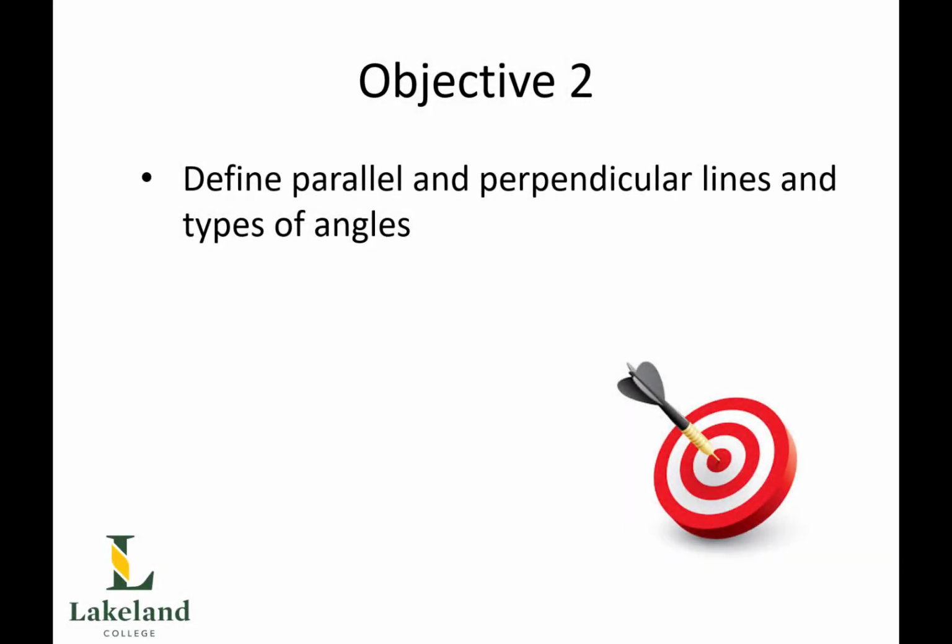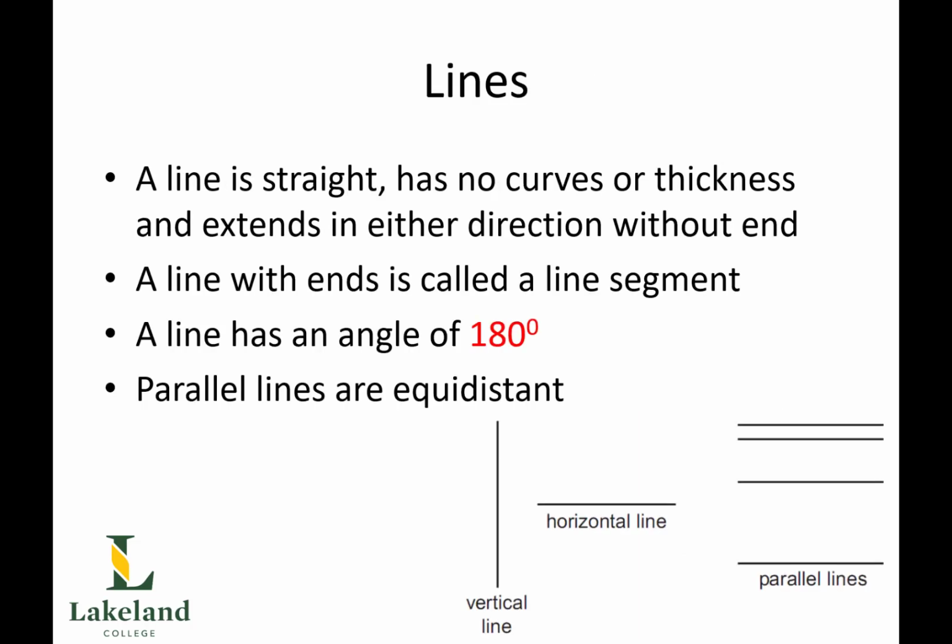For Objective 2, we're going to define parallel and perpendicular lines and discuss types of angles. So first of all then, the definition of a line is that it is straight, has no curves or thickness, and extends in either direction without end. So unpacking that definition, first of all, a line is straight. There's no turns, there's no curves. It's dead straight. It also has no thickness in that it is one-dimensional, which means it has length only.